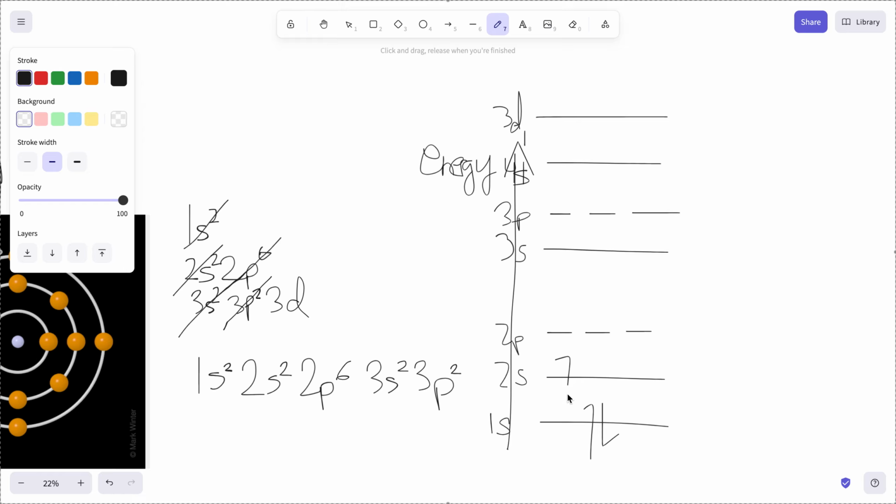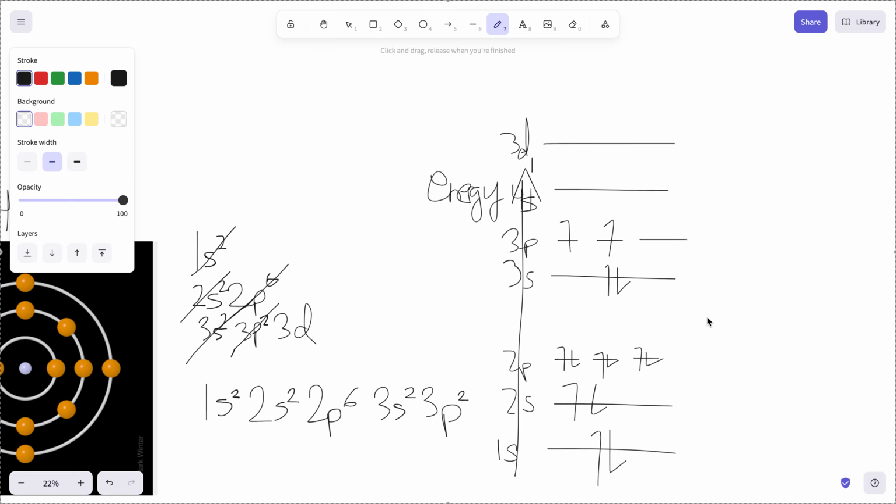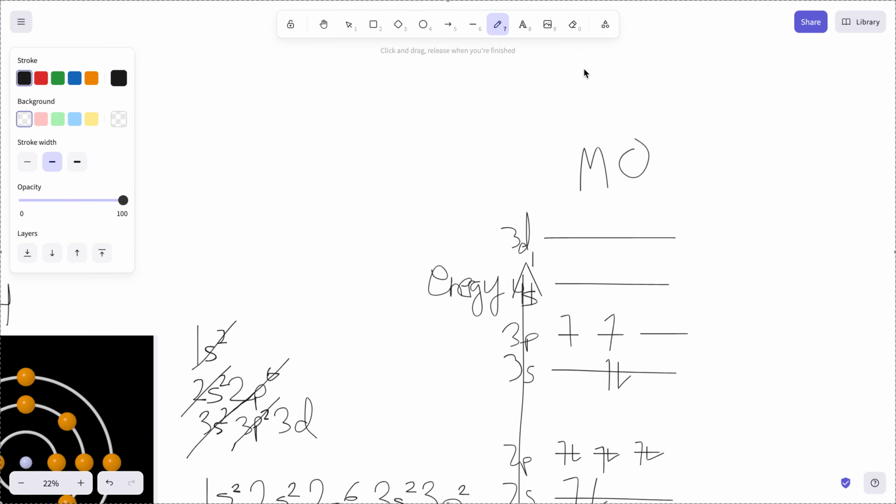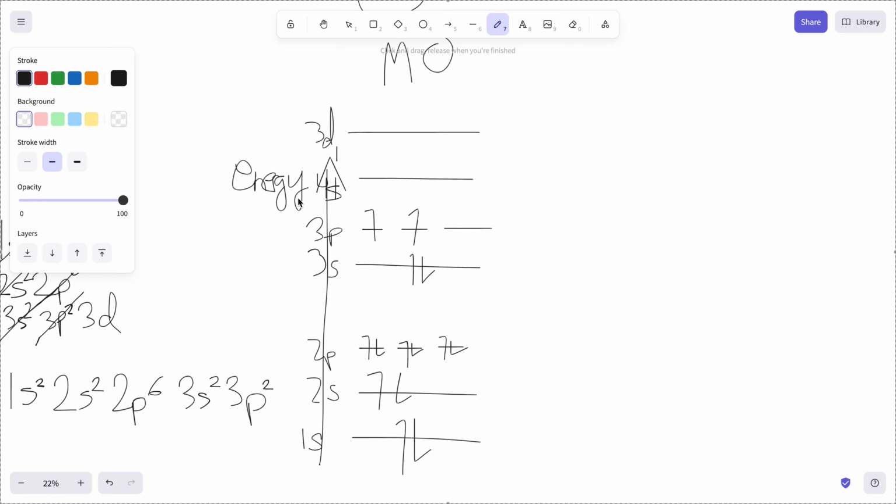So there's 2 electrons in the 1s, 2 electrons in the 2s, 6 electrons in the 2p, 2 electrons in 3s, and then 2 electrons in the 3p. Okay. And so this is the MO diagram for a singular isolated silicon atom. And you'll see how the electrons will not exist in these other orbital shells because they're higher energy and there's a lower energy for them to be satisfied in.